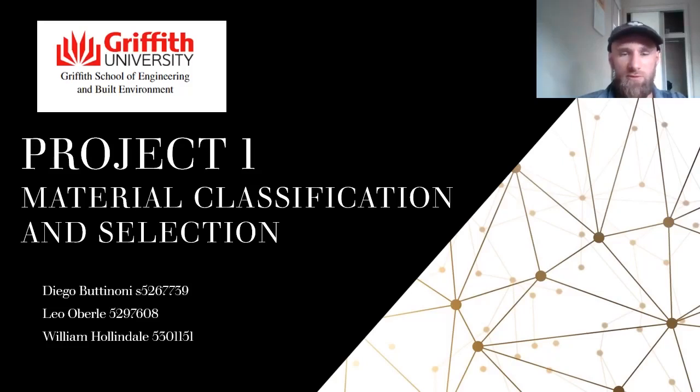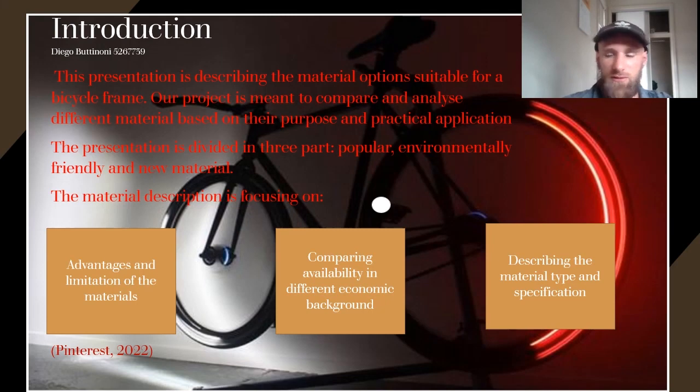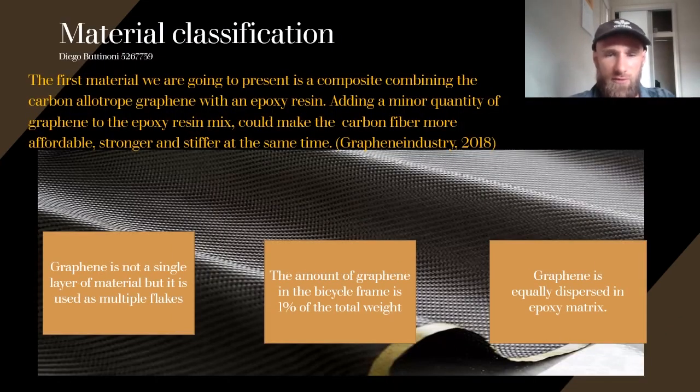Hello everyone, this is Project 1, Material Classification and Selections. In this project we are going to find out how to build a bicycle frame using different materials. For example, we are focusing on advantages and limitations of the material, the availability in different countries, and describing the material type and specification. For material classification, we can use a composite material made of graphene and epoxy resin.